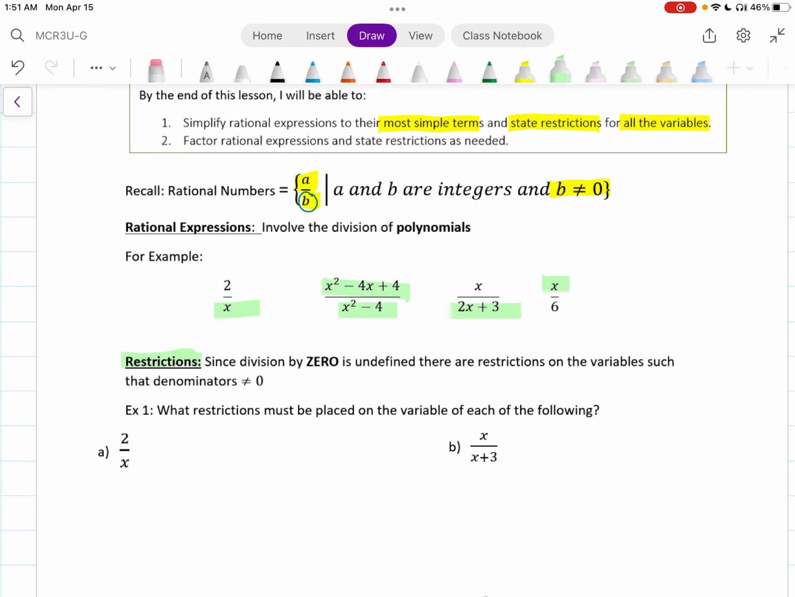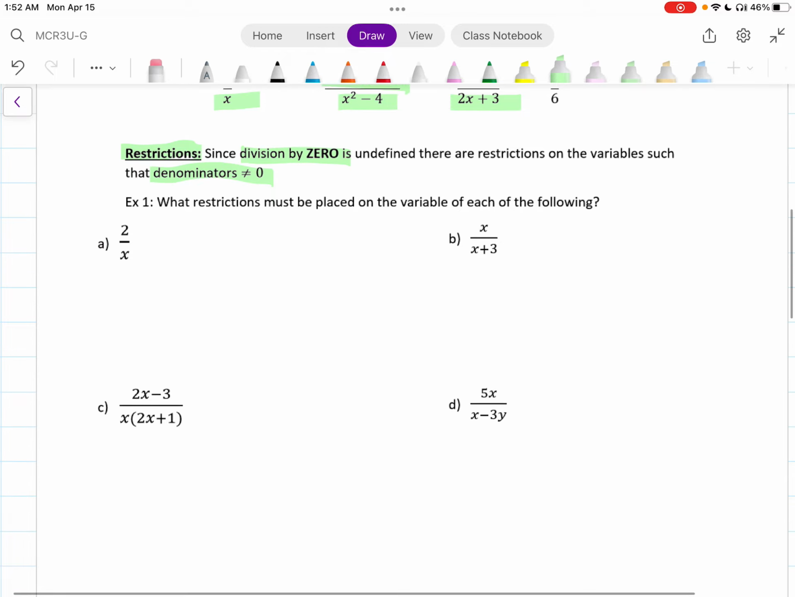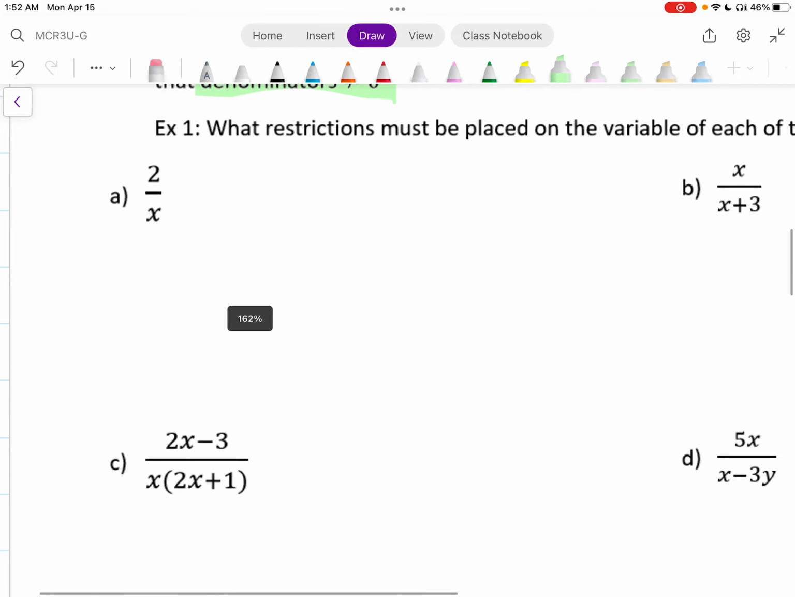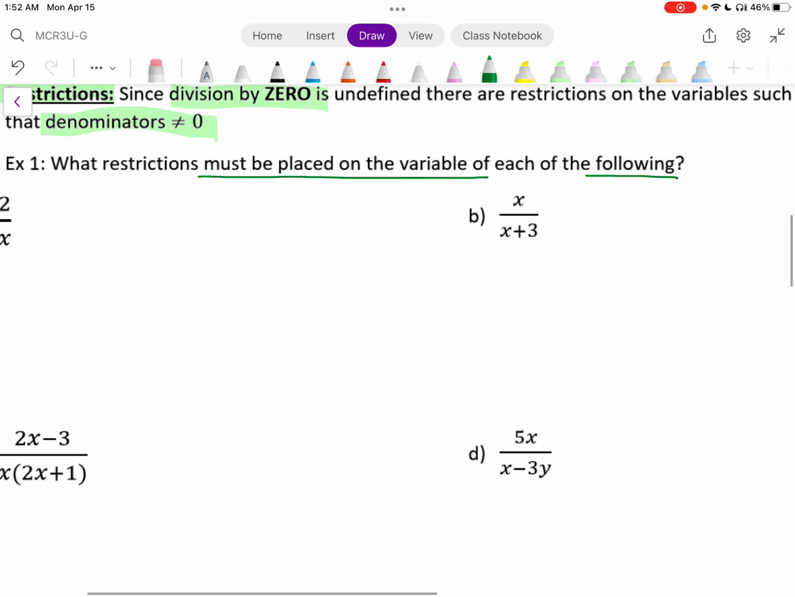And these restrictions basically are restrictions put on the denominator because you can't have division by 0. So that means that any restrictions that need to exist on these polynomials are such that the denominator cannot equal 0. So if we go back to those ones that I had suggested before with what we define as a polynomial expression, let's think about what restrictions must be placed on the variable of each of the following equations.